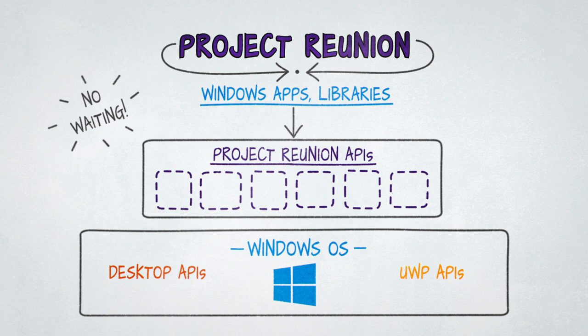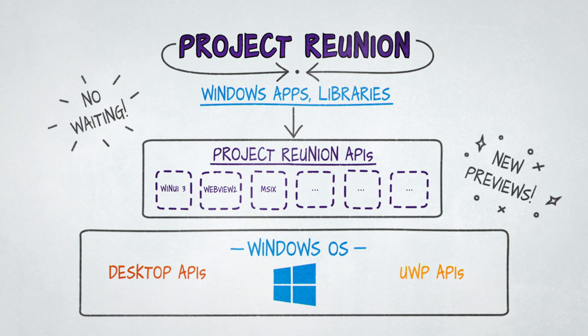We're going to do the heavy lifting by polyfilling gaps down level as needed, and we've already begun with APIs like WinUI 3, WebView 2, and MSIX. In fact, I'm proud to announce we have new previews of WinUI 3 and WebView 2 available today. We're also excited to see that companies like Esri, a leader in geographic software, are already actively building on these previews, and we want to invite you to join us in this transformation.